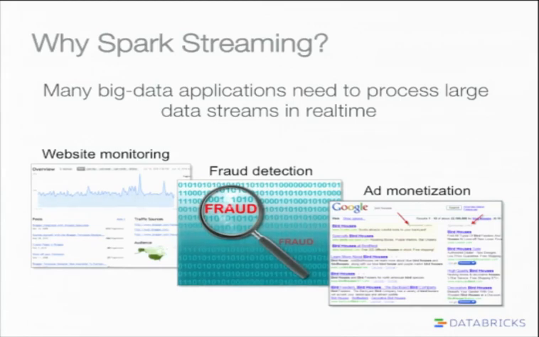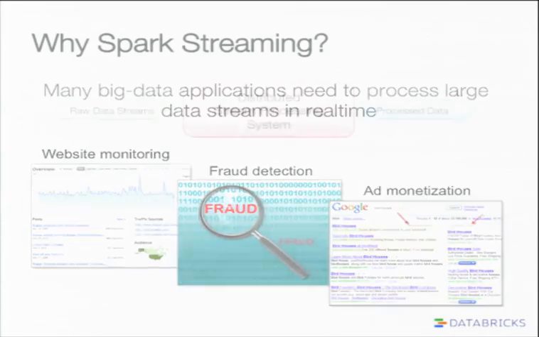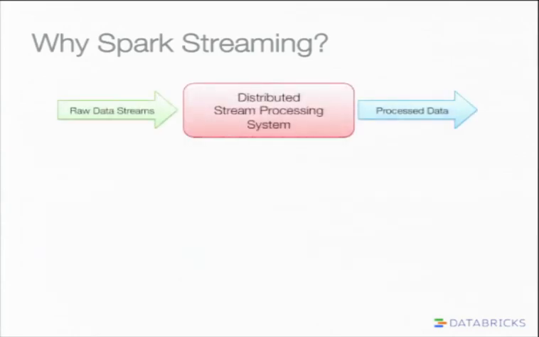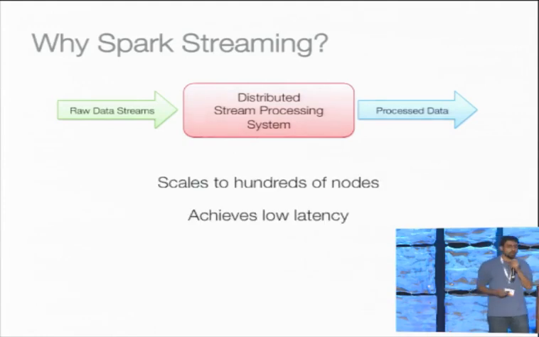Similarly, you want to do fraud detection as soon as the fraud happens. You want to do ad monetization, changing stuff as soon as things are happening. The common theme across all of this is that there was a need for a distributed stream processing system that can receive all these data streams and convert that data into value in real time. For that, obviously, you need the system to be scalable to hundreds of nodes, as well as achieve low latency. And we found that a latency of the order of seconds covers a lot, probably around 90% of the use cases that people were asking for.